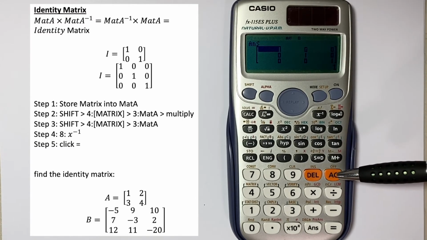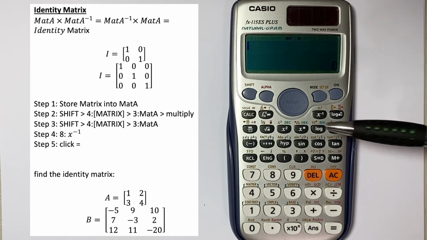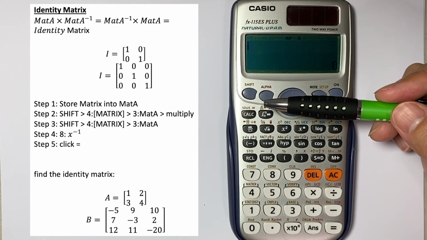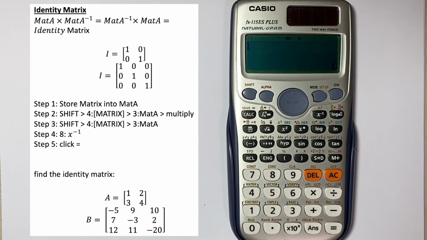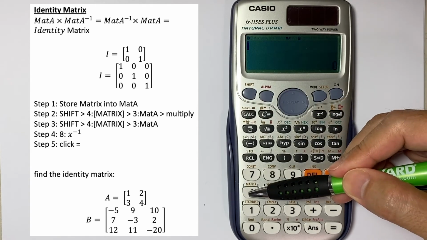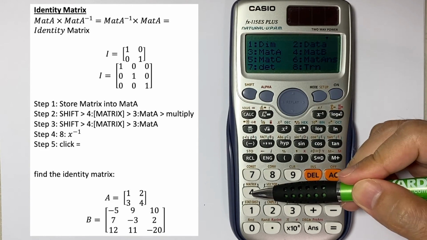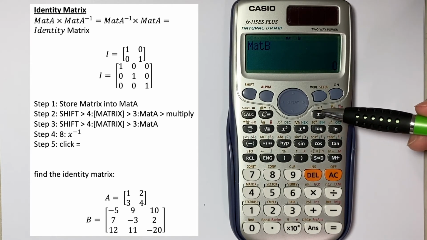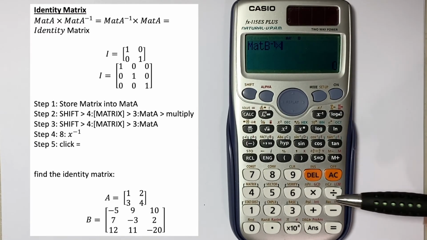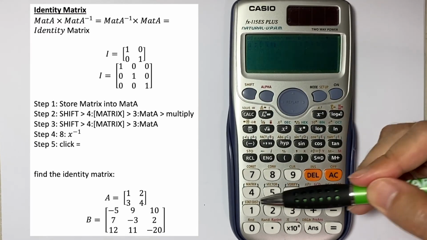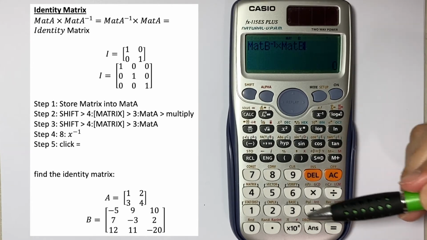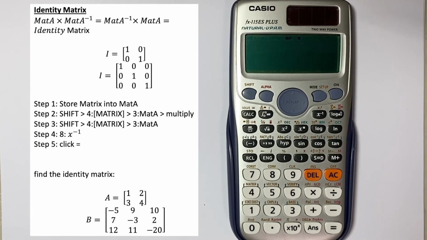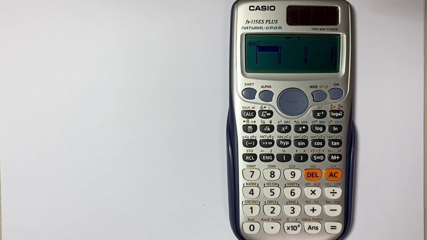And I just wanted to prove another definition. The identity matrix is also equal to the inverse matrix multiplied by the matrix. So we just repeat the same, Shift 4, the inverse of matrix B, multiply 4. So that will give you the identity of the matrix B. Here you go, it's the same result here.